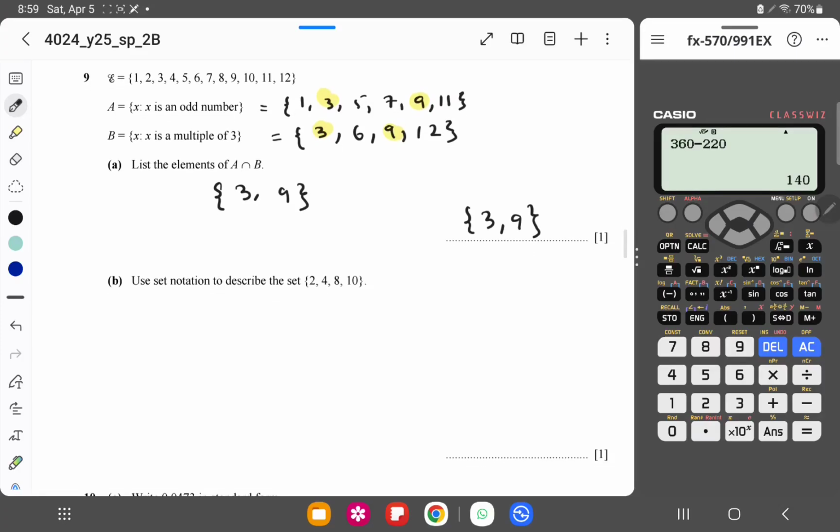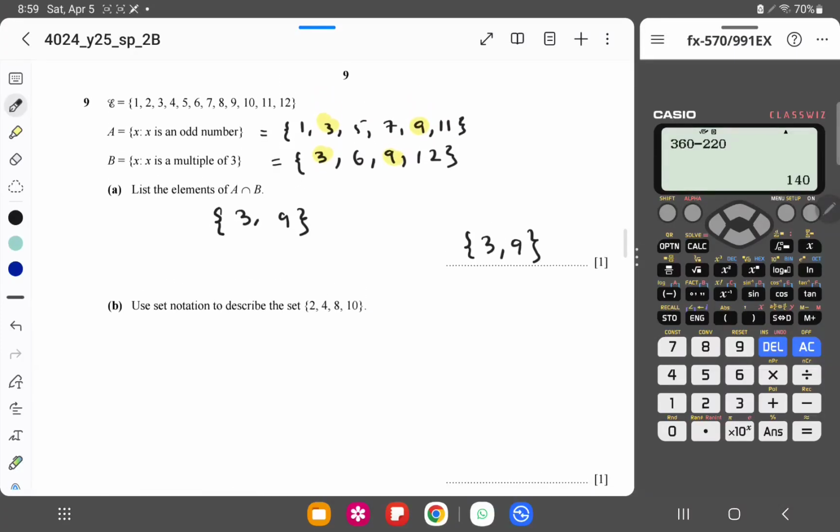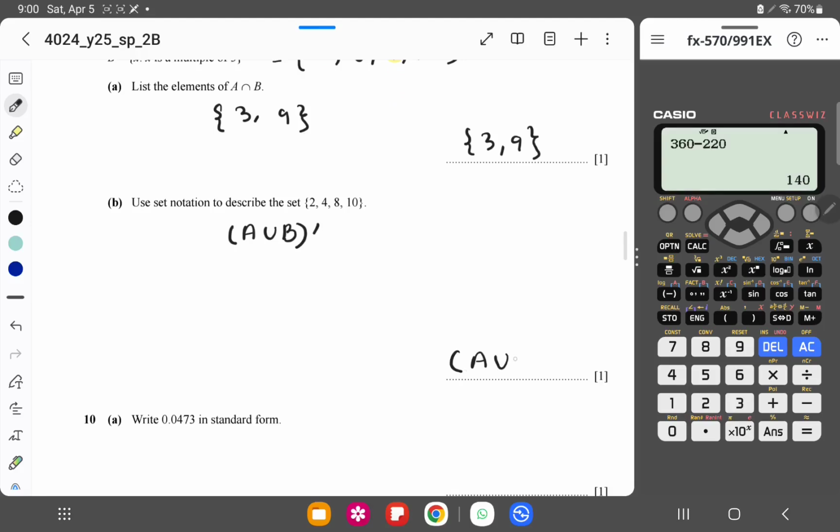Now use set notation to describe 2, 4, 8, 10. Whenever you check these ones in A and B, 2, 4, 8, 10 are not there. All of them are even numbers, and they are not multiples of 3, so they are not in A and B. So you can write down (A union B) whole complement. All right, that was part B of only 1 mark question.